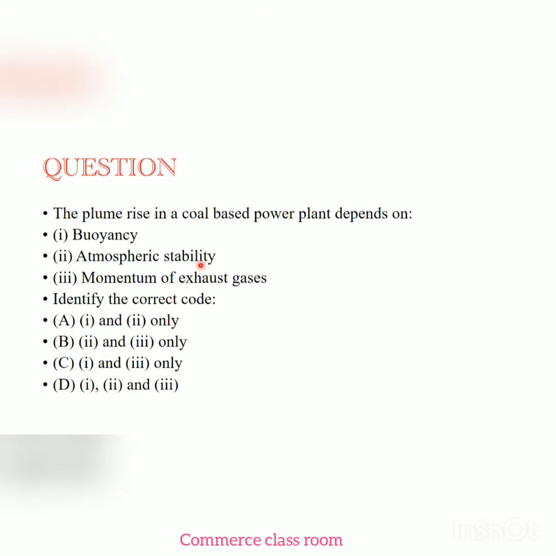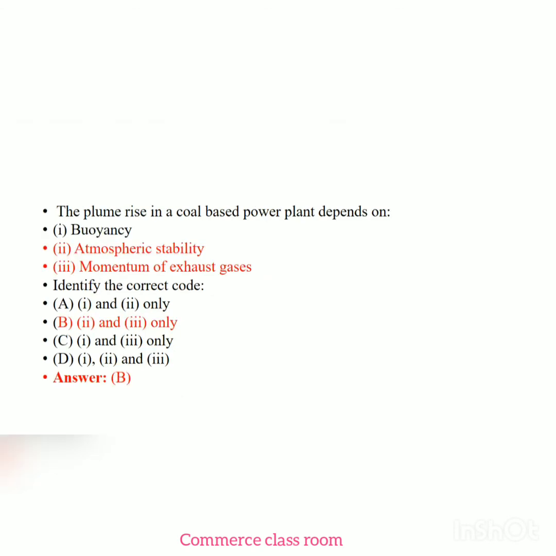Next question. The plume rise in a coal-based power plant depends on option A, buoyancy, atmospheric stability, amount of excess gases. Identify the correct code. Option B is the correct code suitable for this question. In option B, atmospheric stability and amount of excess gases rise in a coal-based power plant.